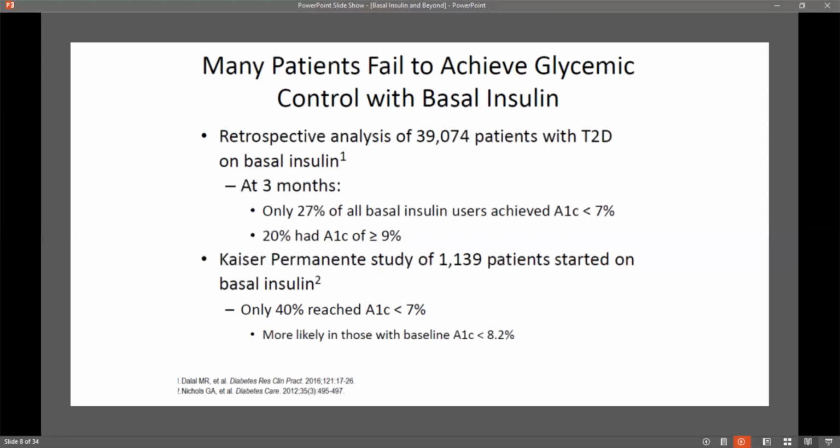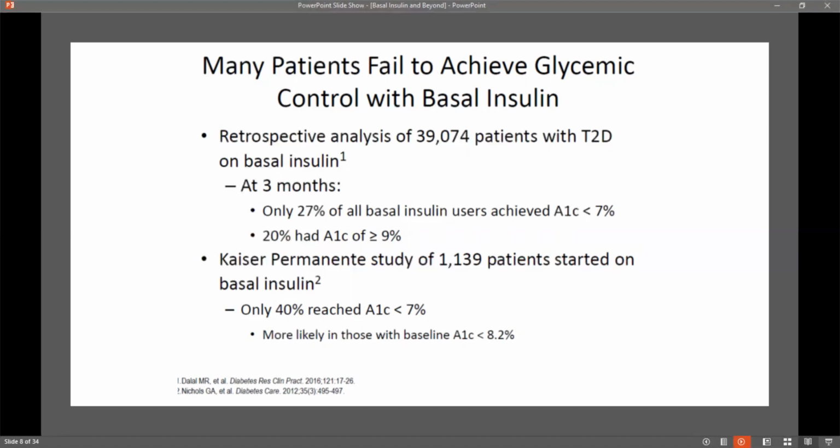So I think what we are doing is we are starting low, and we are reluctant to titrate the basal insulin fast enough to bring the A1Cs down. Similarly, this is another study which showed pretty much the same thing, that only 40%, so about 1/3, were able to achieve a target A1C of 7%. And those who did achieve it, their A1Cs were low to begin with.